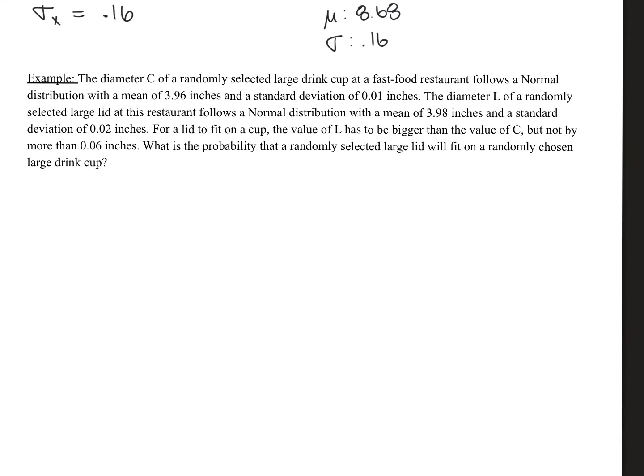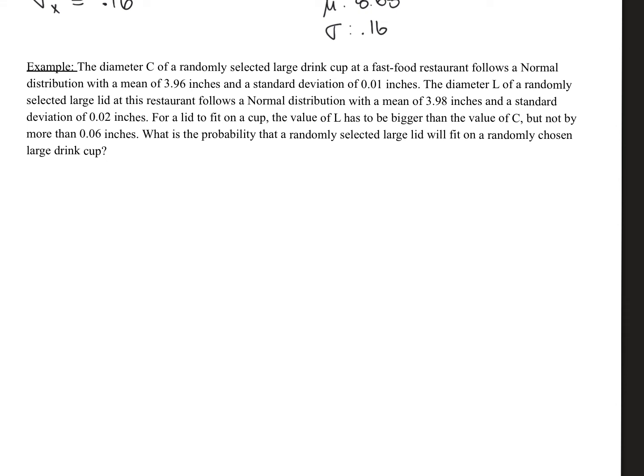So the last thing we have is that the diameter C of a randomly selected large drink cup at a fast food restaurant follows a normal distribution with a mean of 3.96 inches and a standard deviation of 0.01 inches. The diameter L of a randomly selected large lid at this restaurant follows a normal distribution with a mean of 3.98 inches and a standard deviation of 0.02 inches. For a lid to fit on a cup, the value L has to be bigger than the value of C, but not by more than 0.06 inches. What is the probability that a randomly selected large lid will fit on a randomly chosen large drink cup?